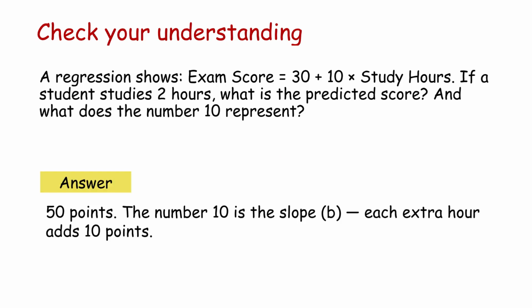Answer. Predicted score, 50, because 30 plus 10 times 2 equals 50. The number 10 is B, the slope. Each extra hour adds 10 points, on average. Got it right? Congratulations. You understand the core of regression.